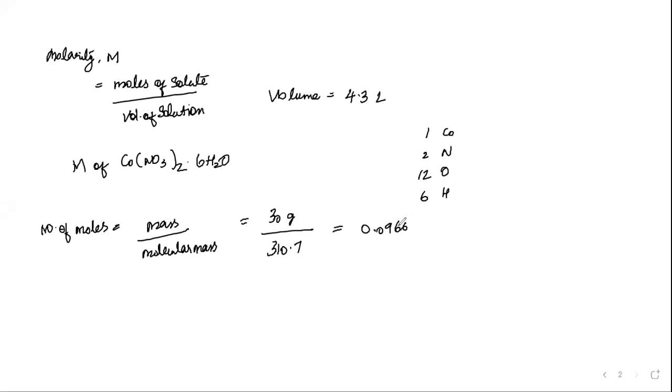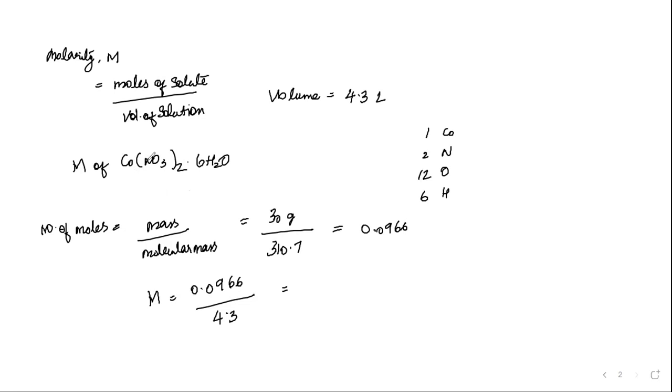Then from this we can calculate the molarity, capital M, for the cobalt nitrate. That is 0.0966 divided by the volume, which is given as 4.3. That's how we can find out the molarity of the given substance. Do you understand how to calculate? Yes, ma'am. In some questions the molecular mass will not be given, so we have to find it out.